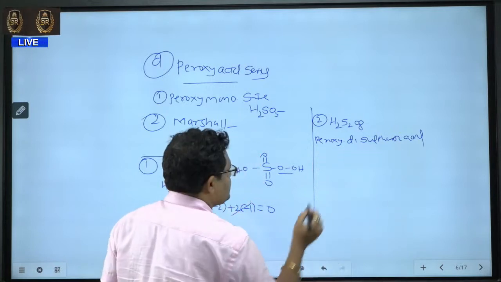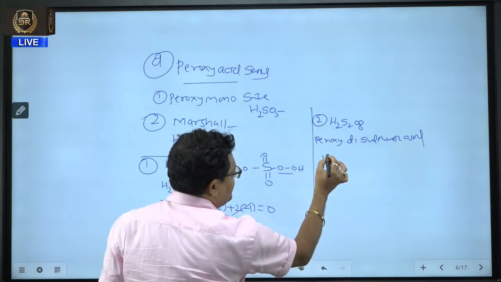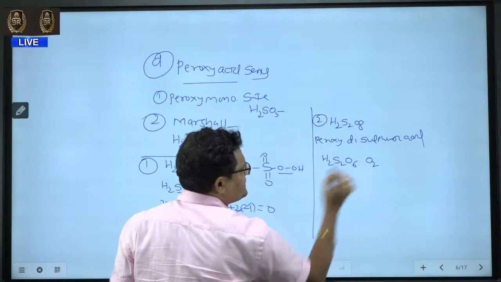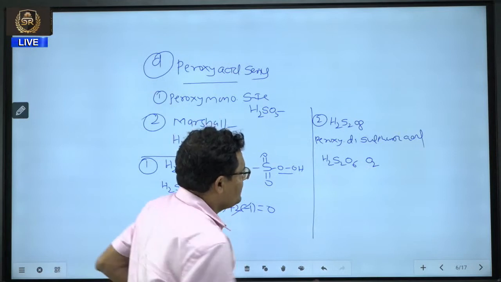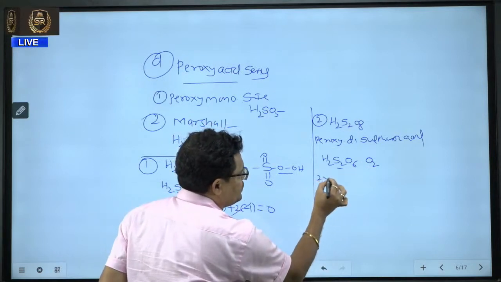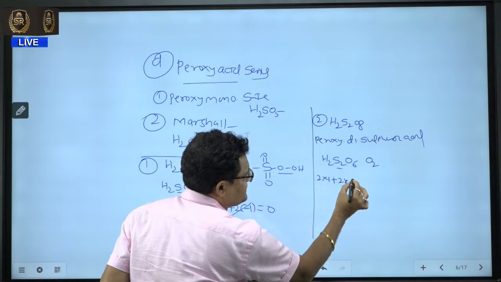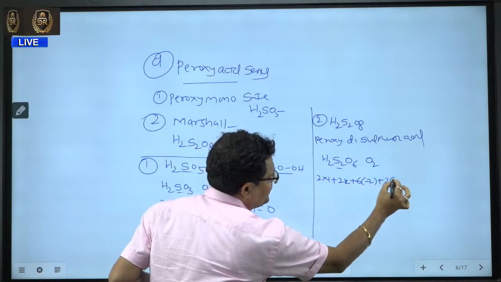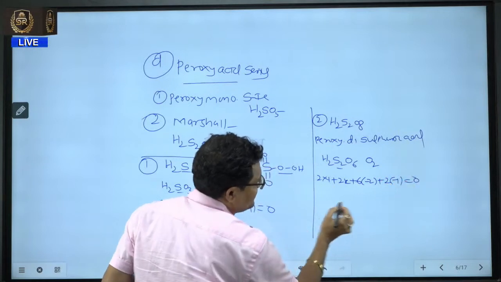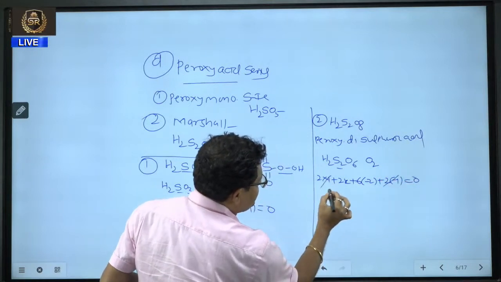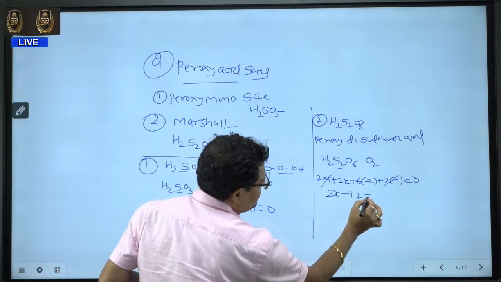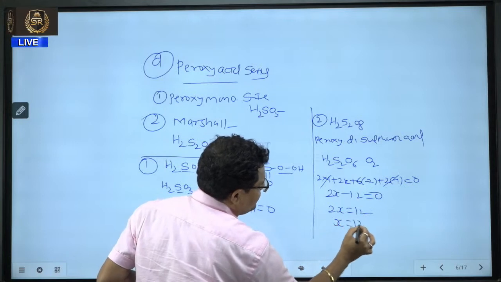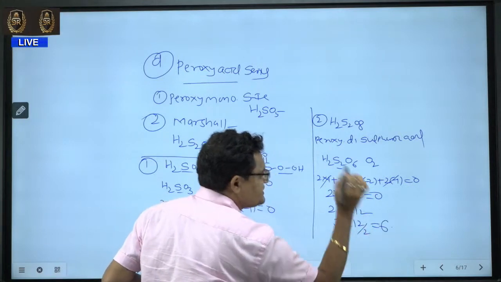So how to find that peroxy bond? The formula is H2 S2 O6 O2. This is the peroxy bond. Now find the oxidation state. 2 into 1 plus 2x plus 6 into minus 2 plus 2 into minus 1 equal to 0. These two get cancelled. 2x minus 12 equal to 0, 2x equal to 12, x equal to 12 by 2, that is 6.